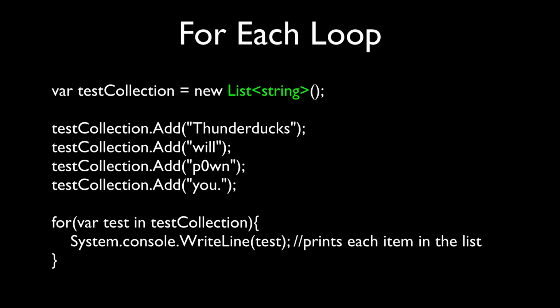All right, so that's the sort of the setup, and then you can see that I've got testCollection.Add, so I'm putting all of these values in here. So I'm putting 4 strings in there. Thunderducks will own you. And then after that, we get into the actual for loop itself.